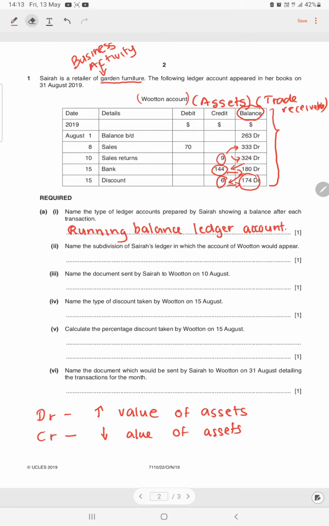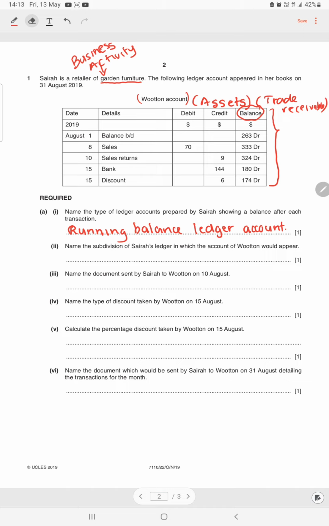So that is what a running balance ledger account is. And I know that was a long explanation, however I just want to take time and explain to you what type of ledger account this is. This is different to the normal ledger accounts that you all prepare. Okay, so that's question 1 part A.